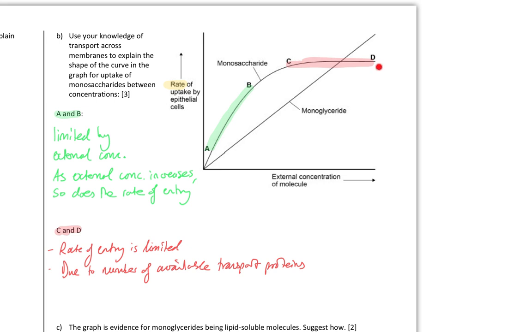And between C and D, all right, it's gone flat now, horizontal. That means the rate of entry is limited due to the number of available transport proteins. How often have we seen that? Look how I've highlighted the word rate as well as I've gone through it. And then the graph, shimmy up slightly.